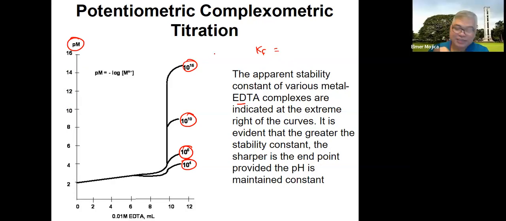Hindi ko natapos. Okay lang. So I will finish it next time and then introduce colorimetry and electrogravimetry. I'll try to incorporate everything here. The thing is, ito yung KF nila. So the higher the KF, the wider is the slope? I'm not sure about the question.